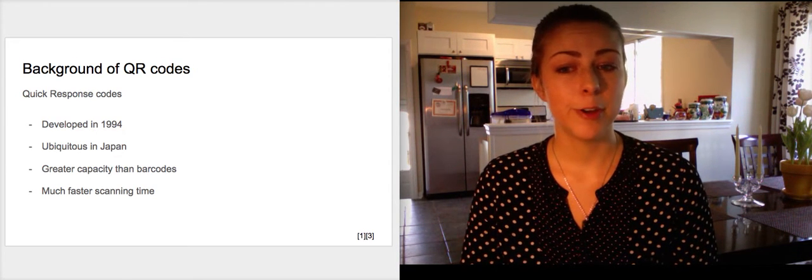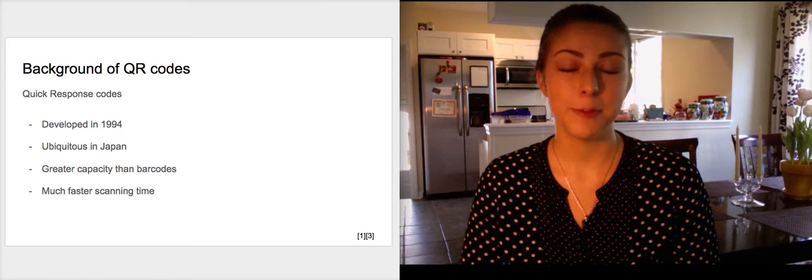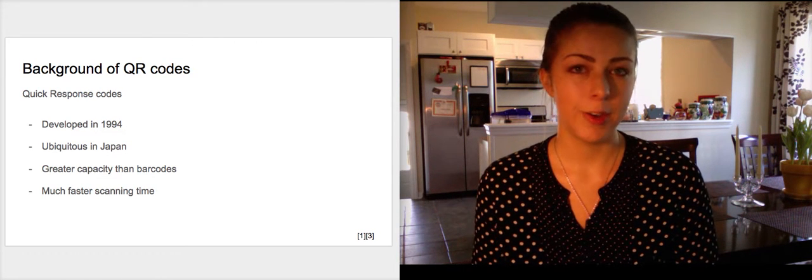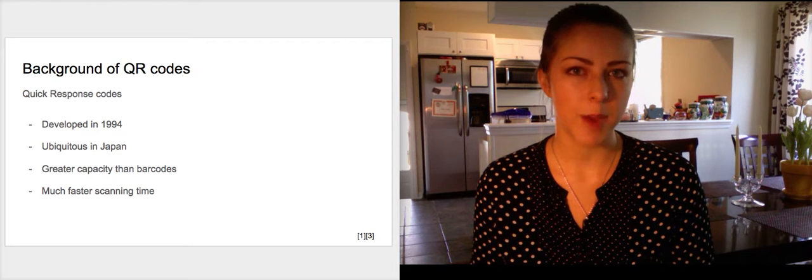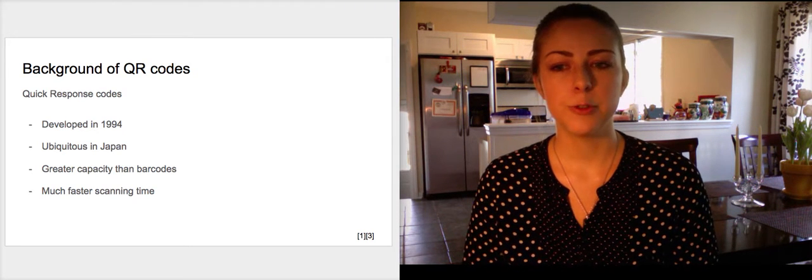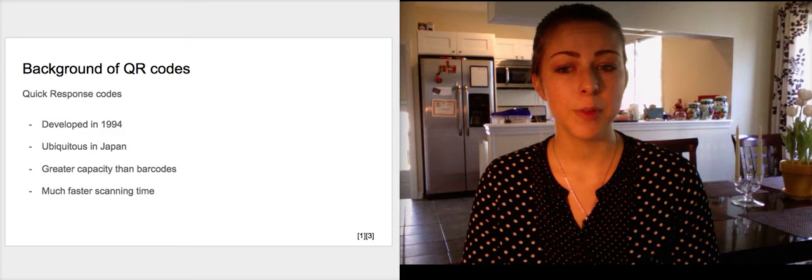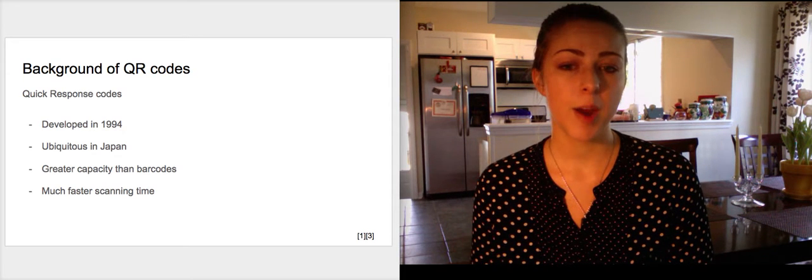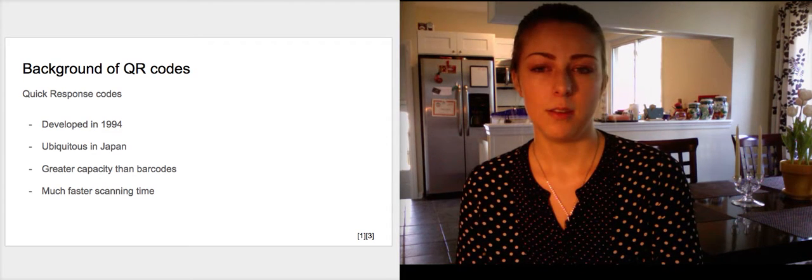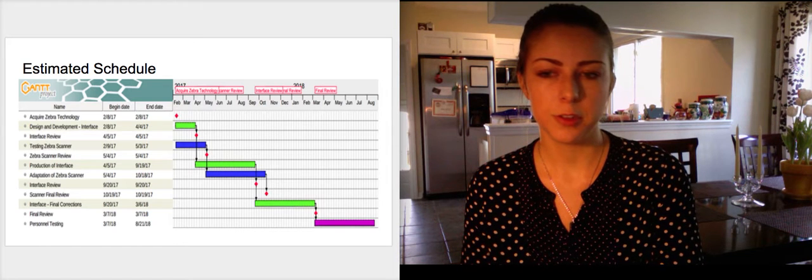The scanning time for QR codes is much faster than that of a barcode, which is why they're considered quick response codes. This is crucial to maintain a real-time location and inventory for the products that will be more beneficial to the employees.